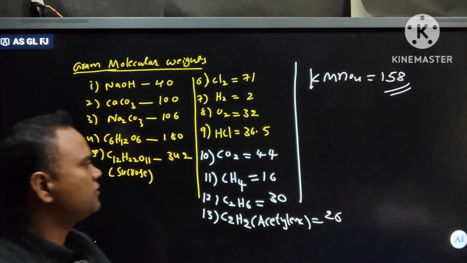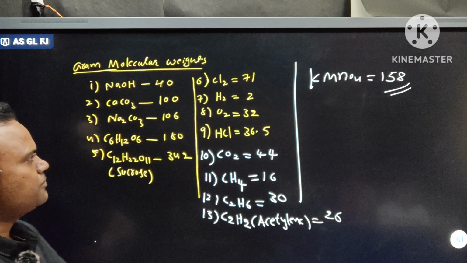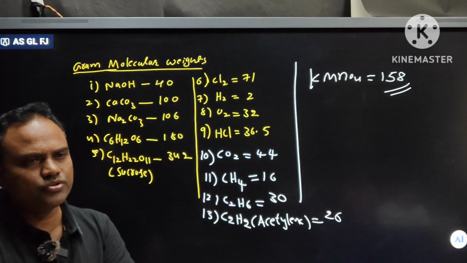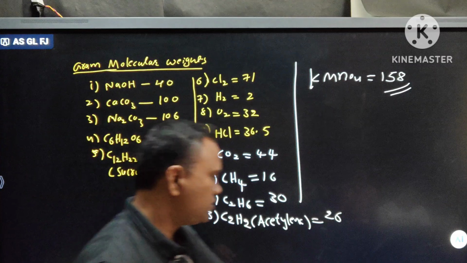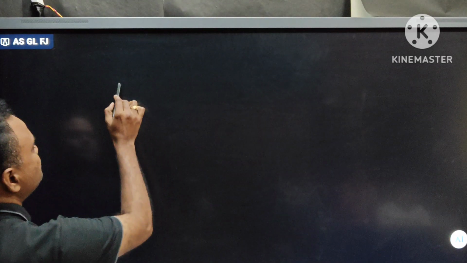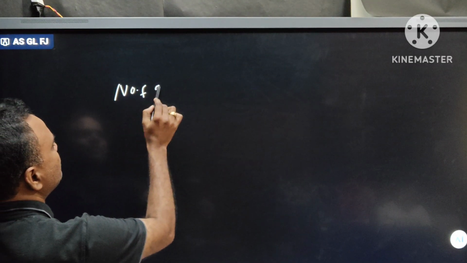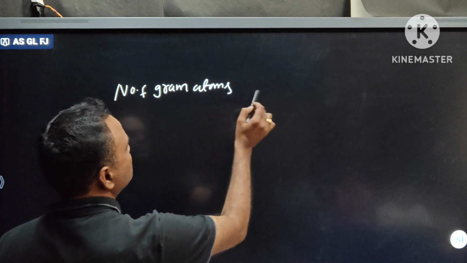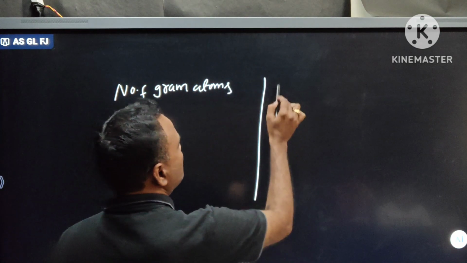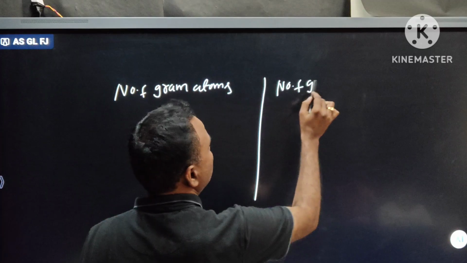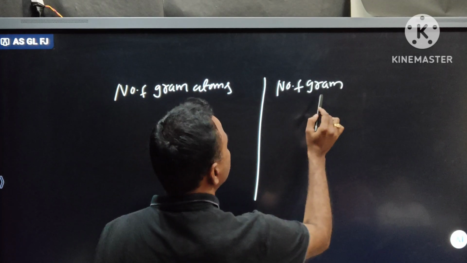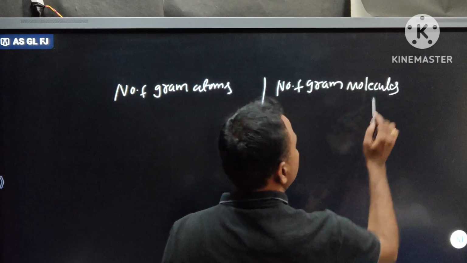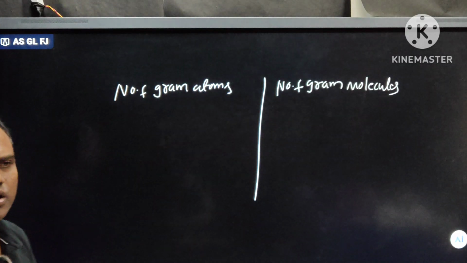Okay, right. These are some important points. If we get any new compound, then follow the procedure of adding the weights. Clear? Right. Next. Now keep adding number of gram atoms on this side, number of gram molecules on this side. Number of gram atoms and number of gram molecules.